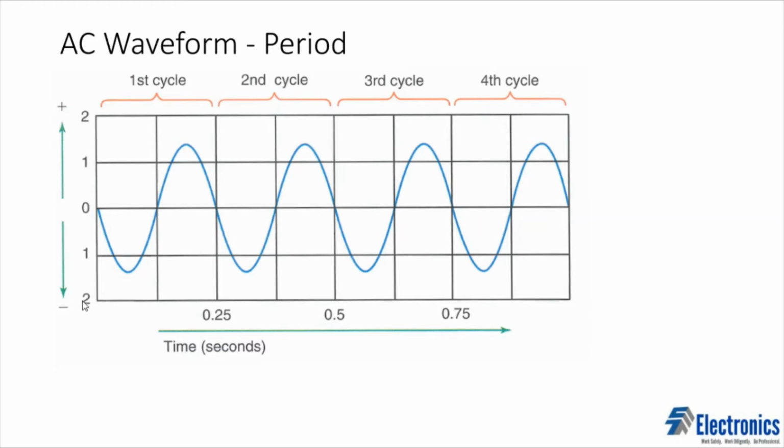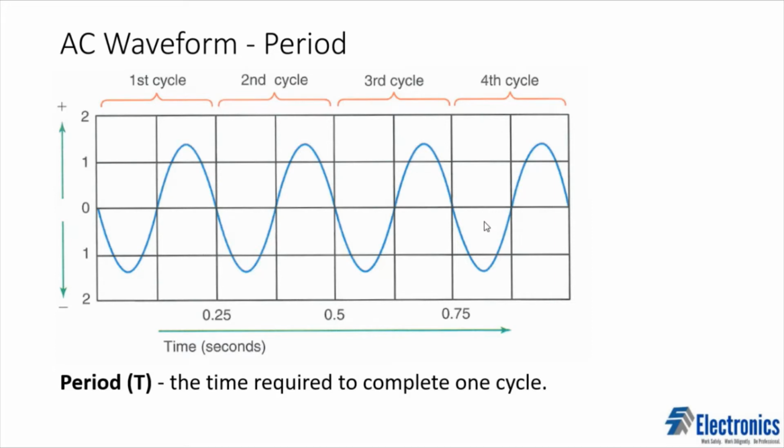We were just talking about our cycles, so I already have labeled each cycle here. There's 4 cycles total. This starts at 0 into our negative alternation, going across the 0 into our positive alternation, and then stopping right here for our first cycle, and then starting over again.